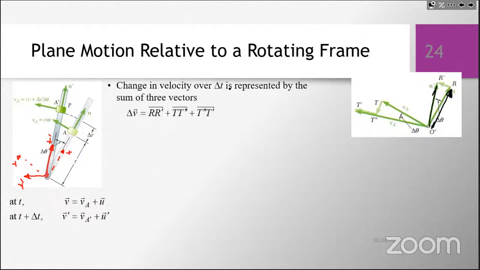But we're going to rotate through some angle, right? And in order to get this part of the velocity, I need R prime, right? So R prime plus T to T double prime plus T double prime to T prime, right? So we have this component here. We've got this component here. And that component there. I know the green on green is not easy to see.